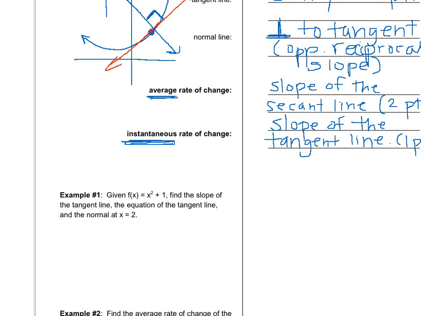Okay, so I'm just going to write the formulas over here. For average rate of change, you just do the change of y over the change of x. Okay. It is more commonly written as f(b) minus f(a) all over b minus a. And the a and b in this case are the x values that you are talking about.